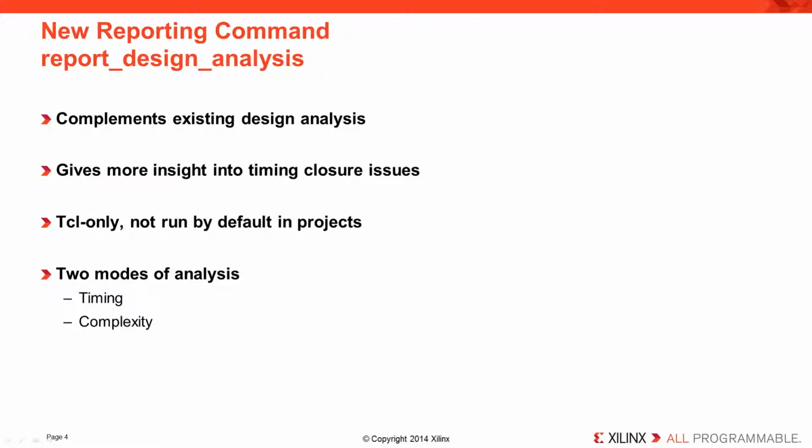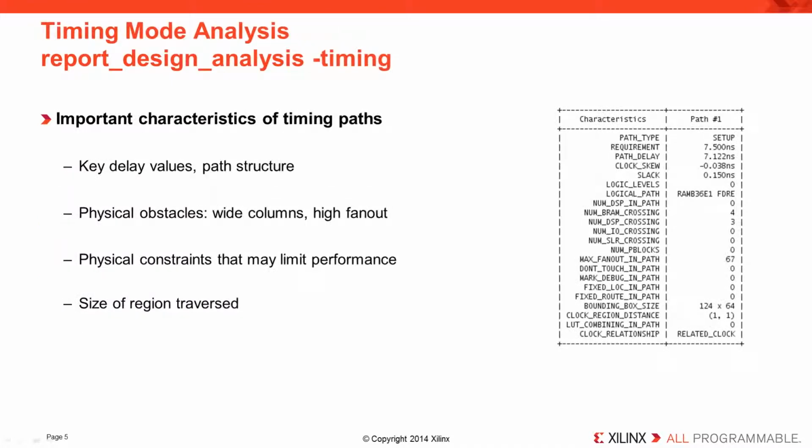There are two main modes of analysis, timing and complexity. While timing focuses on critical paths, complexity extracts general metrics from the design that can help pinpoint problematic parts of the design. Timing mode analysis is invoked with the -timing switch and reports the important characteristics of critical timing paths, including key delay values from the timing reports: the path type, requirement, path delay, clock skew, and slack, also the number of logic levels, and a shorthand notation of the critical path structure. This helps you quickly visualize a critical path without actually seeing it in the GUI.